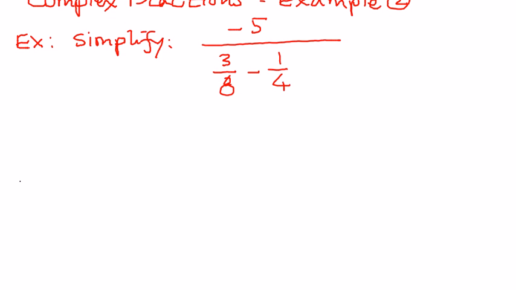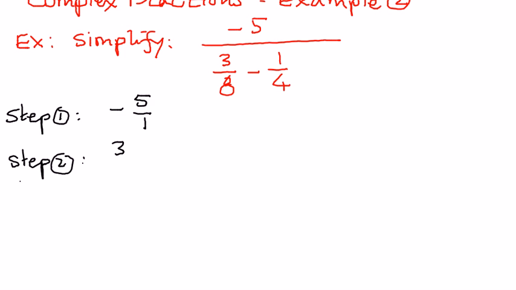So as the solution, we're going to explain this in these simple steps. Step number 1, we write the numerator as is. We have negative 5 as the numerator, so we can write the numerator as a fraction, negative 5 over 1. And then in step 2, we're going to look at the denominator part. We have 3 over 8 minus 1 over 4.